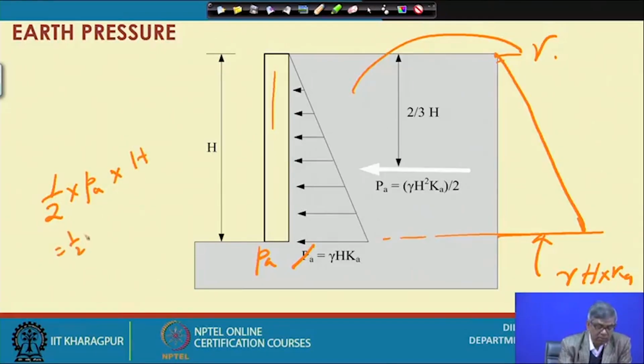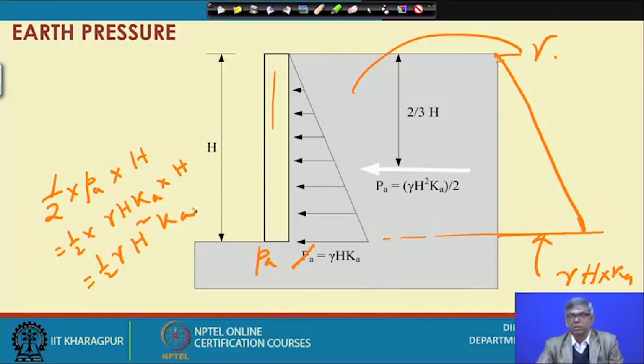So, equal to half Pa, and Pa is gamma H Ka, multiplied by H. So, it would be ultimately half gamma H square multiplied by Ka. So, that means if I know the unit weight of the soil, then from the unit weight I can find out vertical stress at any point, and then if I know the phi of the soil, I can find out the coefficient of active earth pressure, and then coefficient of active earth pressure multiplied by the vertical pressure will be the lateral active earth pressure.